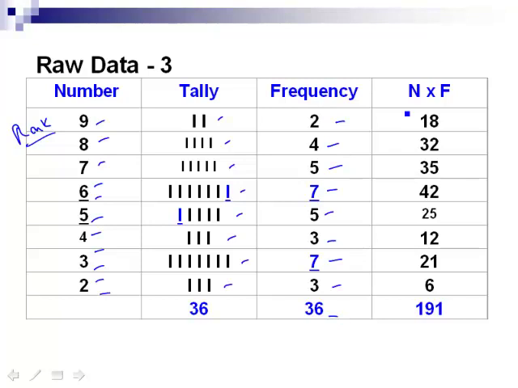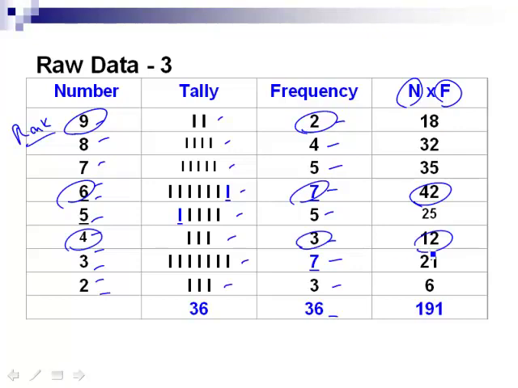Then we multiply the number score times the frequency, and of course 2 times 9 is 18. 6 times 7 is 42. And then 4 times 3 is 12. You see, it's a lot easier to find those.